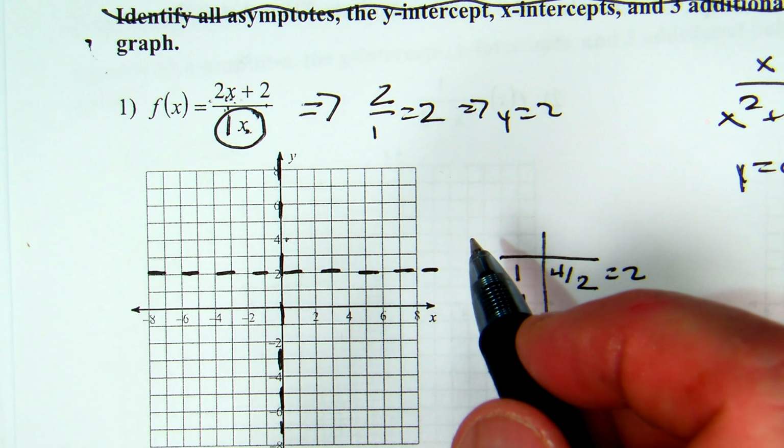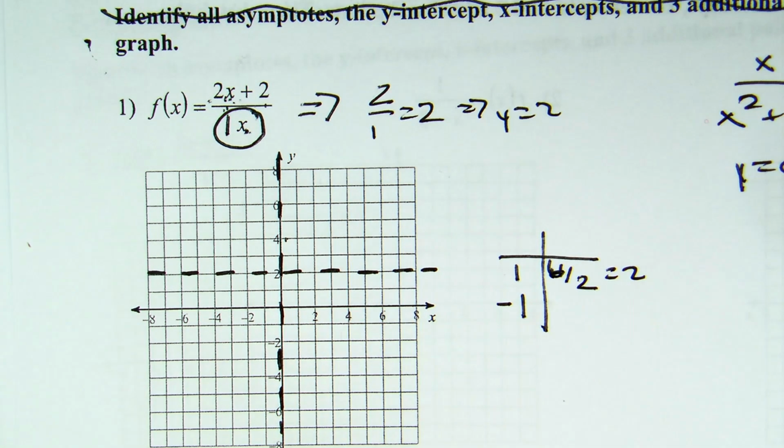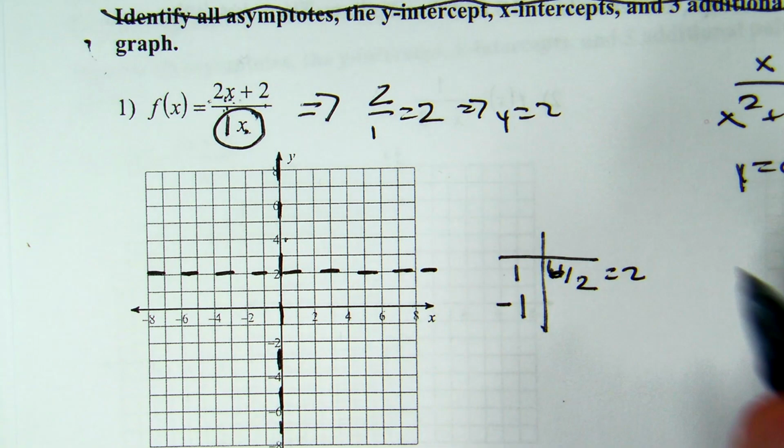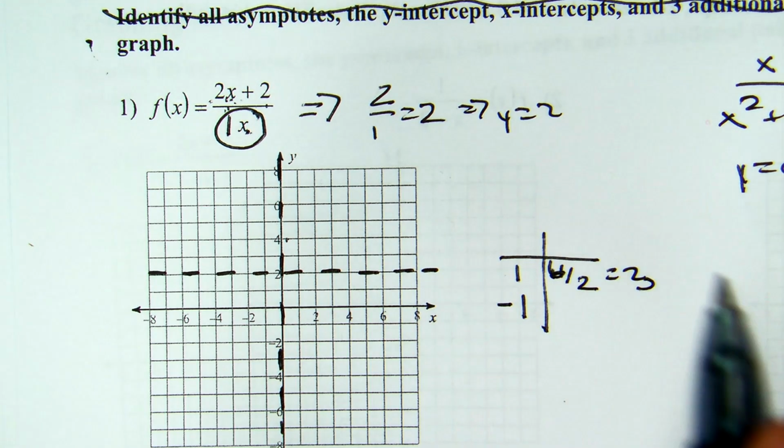What are the problems before? Hold on. 6. That's my bad. 6. And what's 6 divided by 2? 3. So 2, 3 is on my graph. I apologize. Or 1, 3.